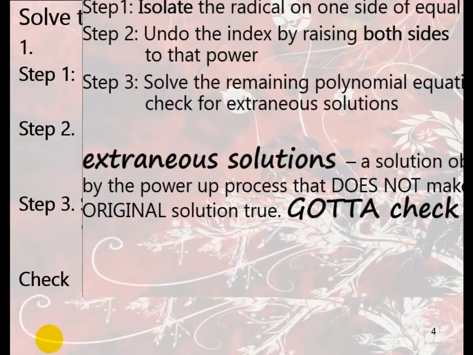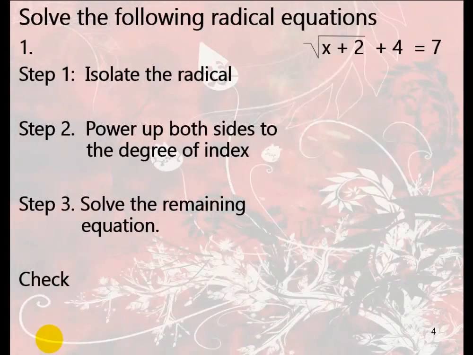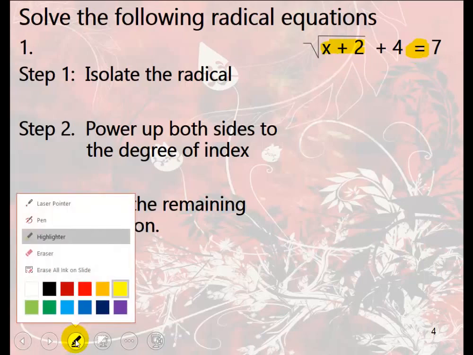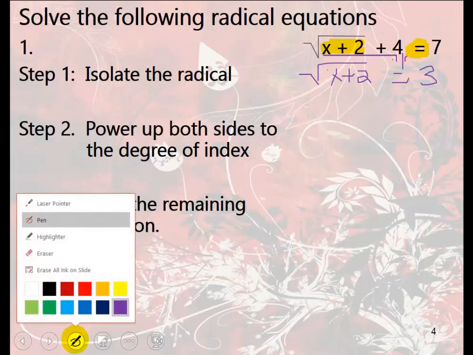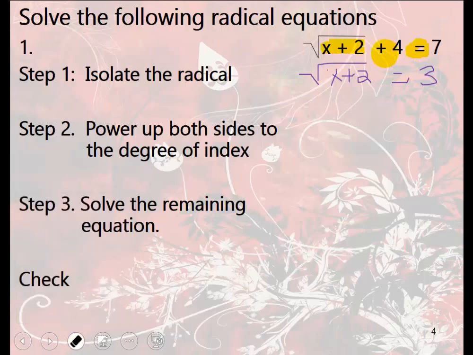So let's try one. We're going to solve this radical equation. How do I know it's a radical equation? Well, I have a variable under the radical sign and I have an equal sign. So therefore, I have a radical equation. And what I'm going to do is I'm going to isolate the radical. That means get it all by itself. So I have the square root of x plus 2 is equal to 3. How did I do that? I subtracted 4 from both sides, just like we've done since pre-algebra. Minus 4, minus 4. All right.